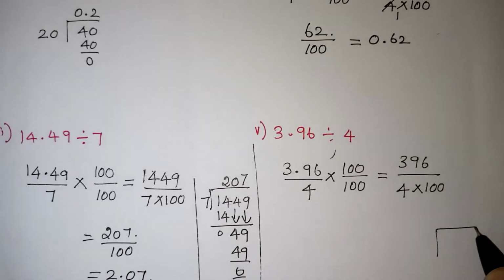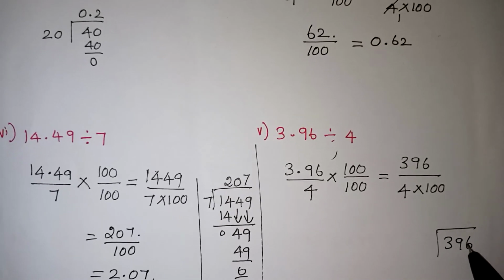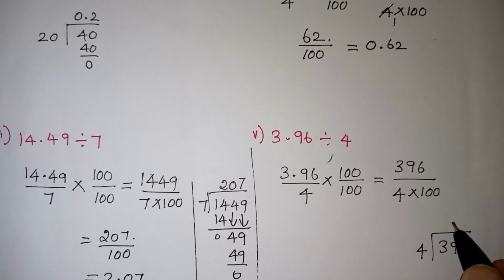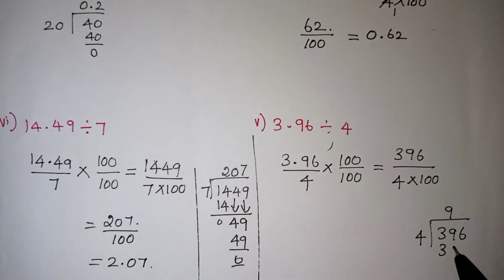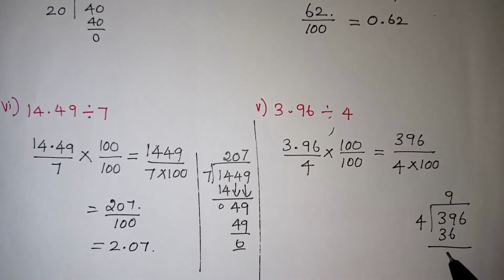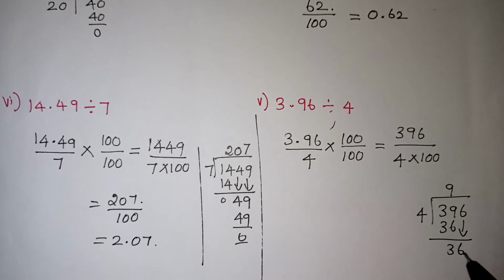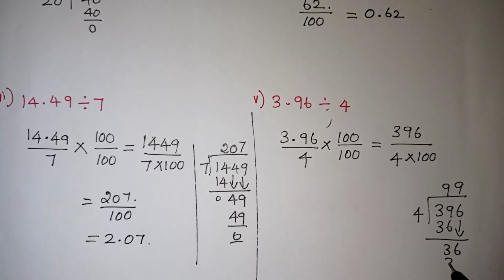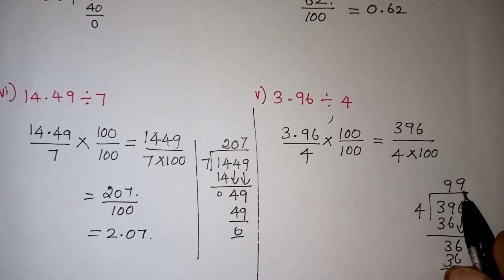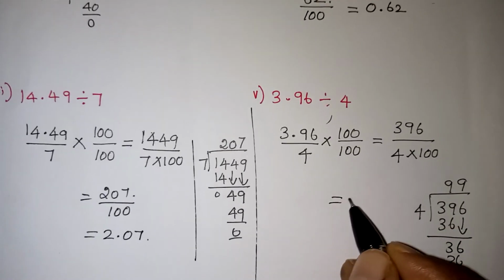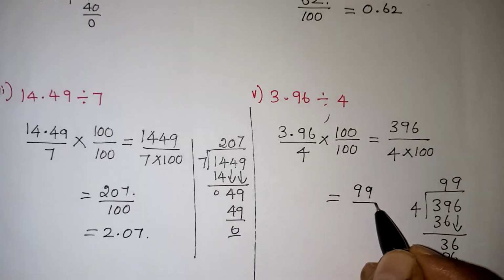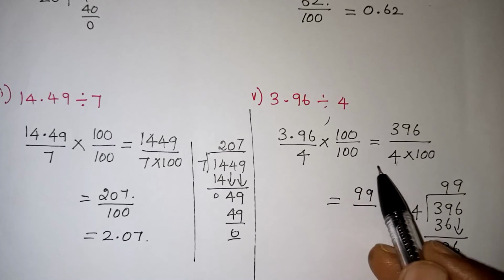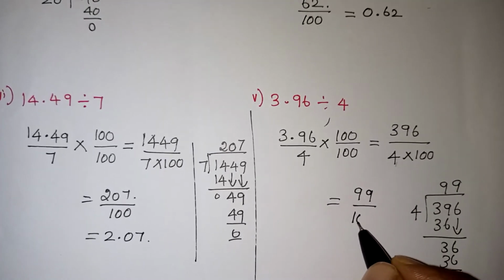In the rough column we are dividing 396 by 4. 4 9s are 36. Remainder 3. Next number we are getting 6. Again 4 9s are 36. Remainder 0. So we are getting 99. The quotient is 99 by, we have done this division only. This 100 is remaining. That 100 should be written here.